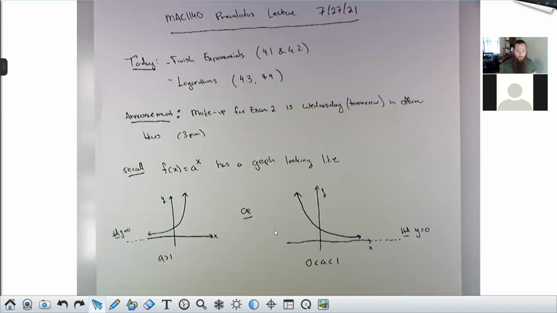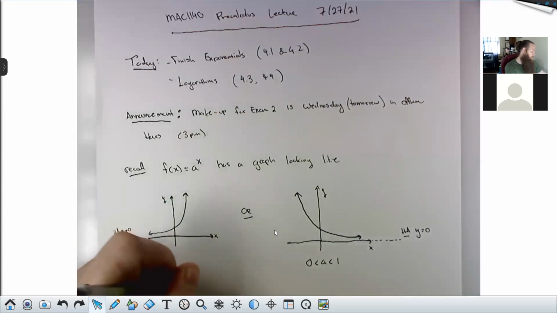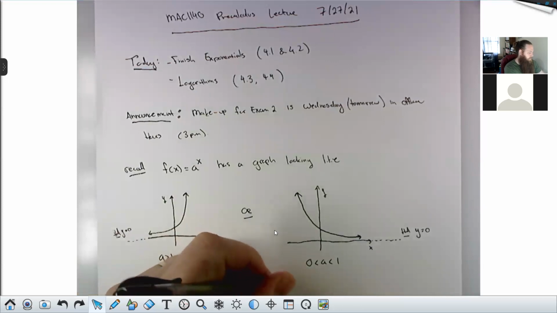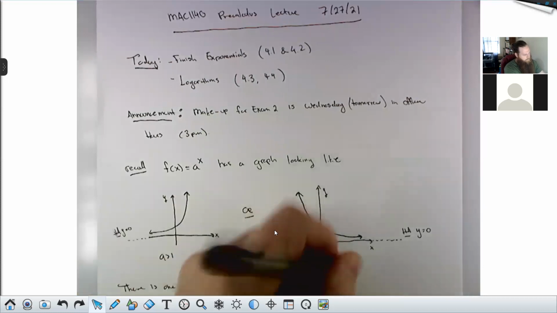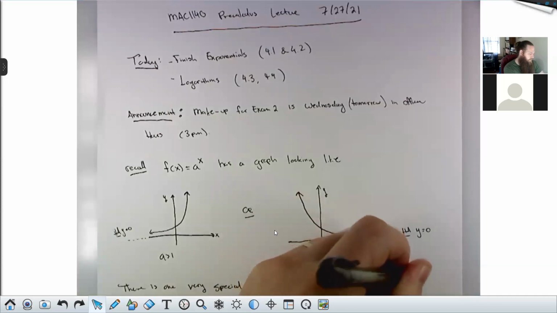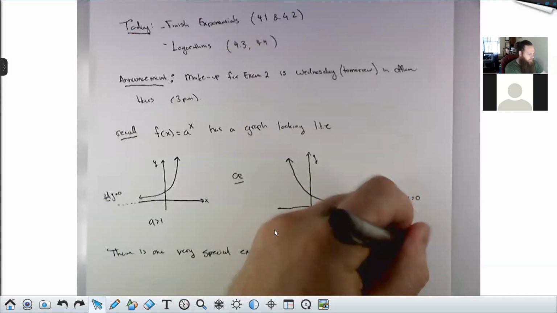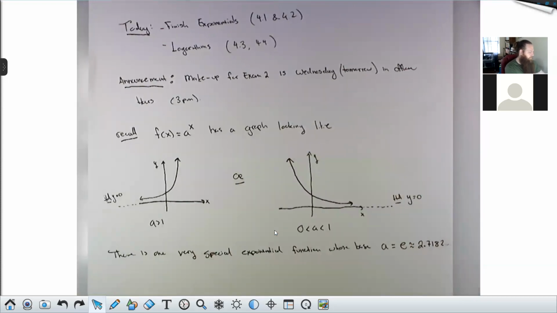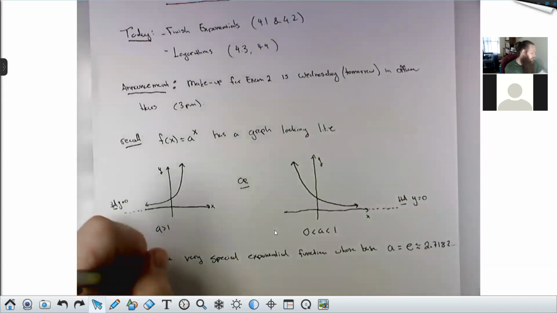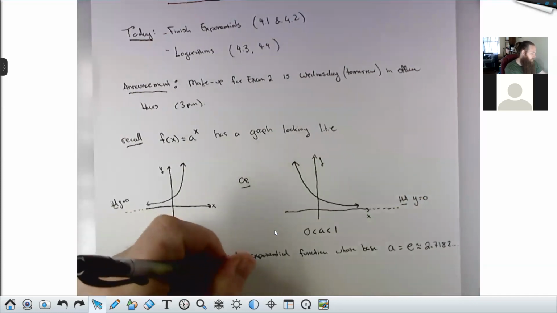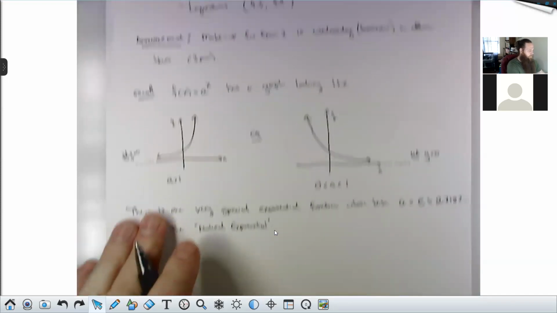There is a special exponential whose base a is equal to this number e. And e is an irrational number. It's about 2.7182 blah, blah, blah, called the natural exponential. The number e is called Euler's number.